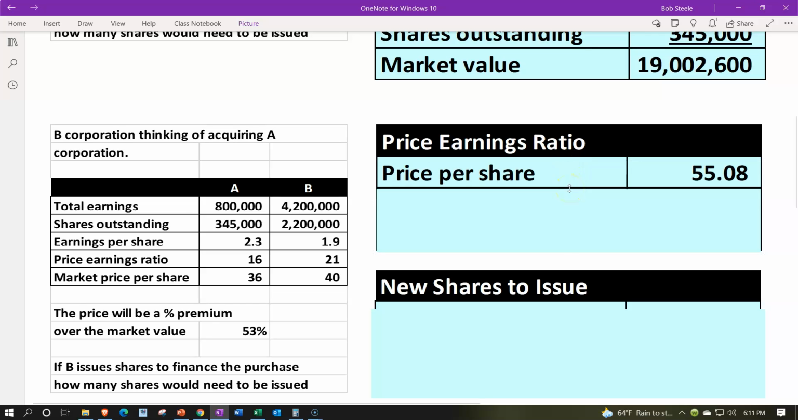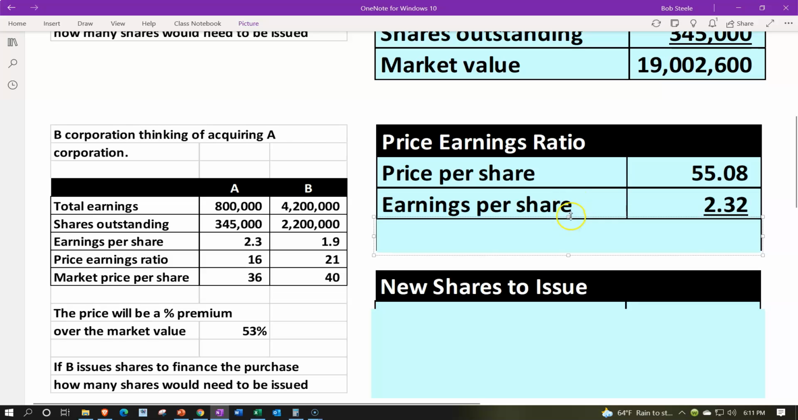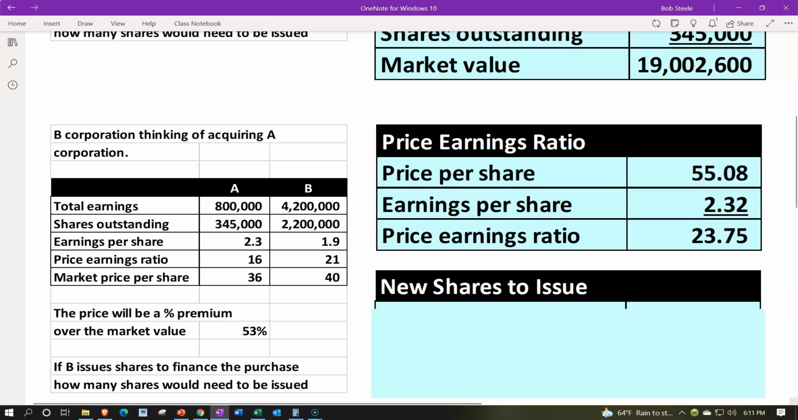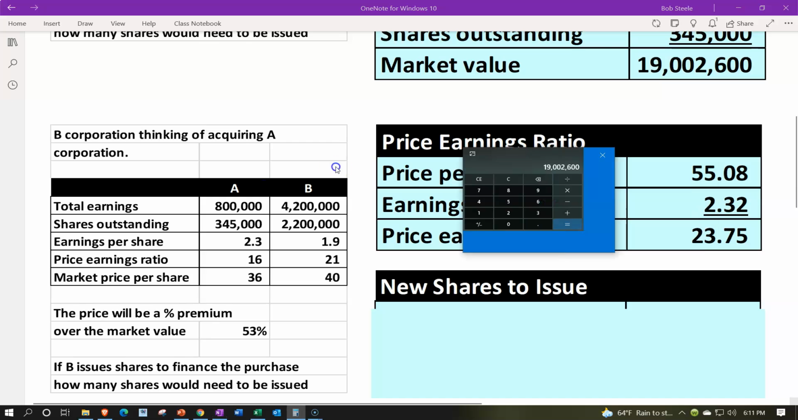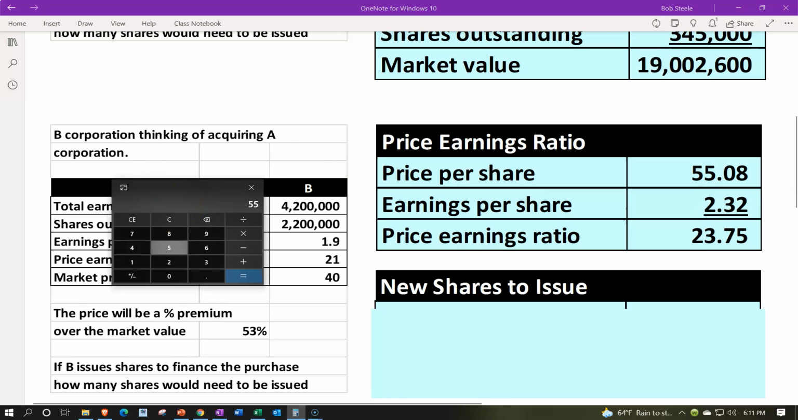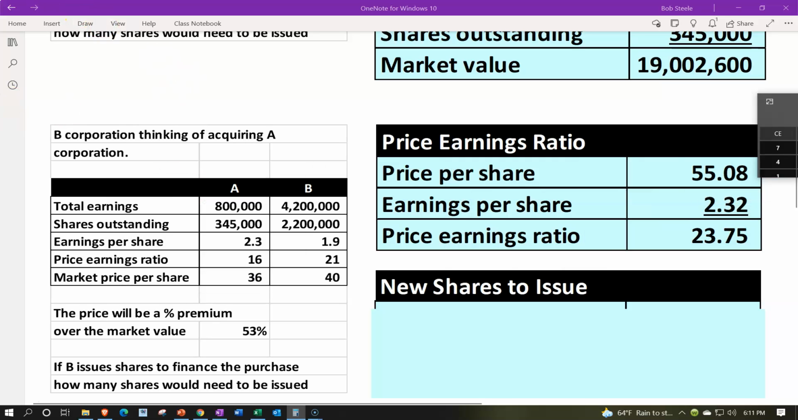Then we're going to calculate our price earnings ratio, so the price compared to the earnings. So the price per share is the 55.08. That's what we determined for our premium. The earnings per share is going to be the 2.32. So the price earnings ratio, price compared to the earnings per share, is going to then be the 55.08 divided by the 2.32, and that's going to give us about 23.74, or 23.75. There's rounding involved here.